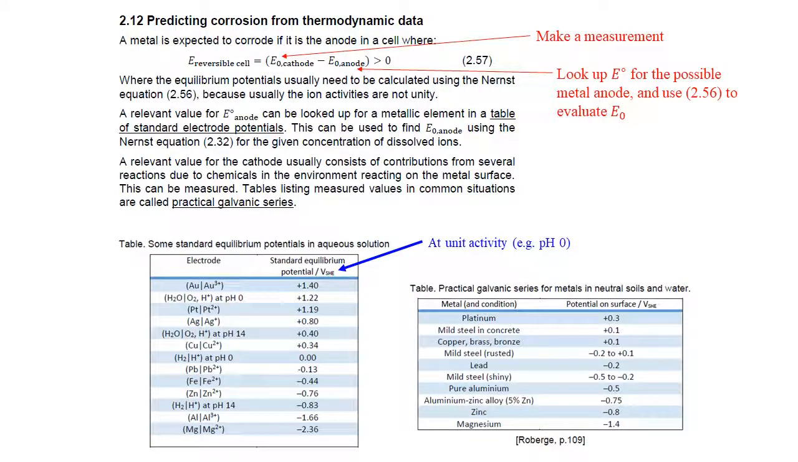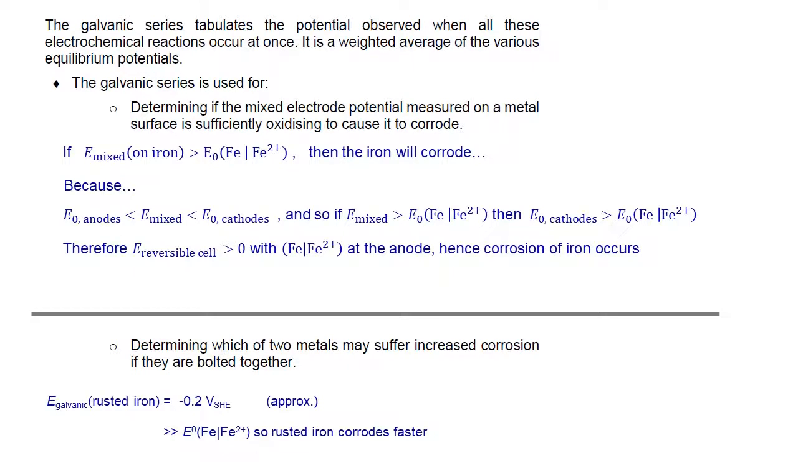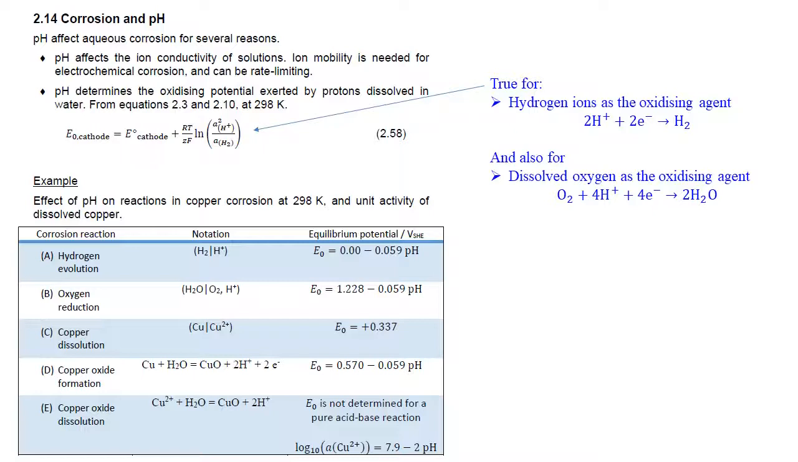It's why once a bit of rust appears, it provides a really good catalyst for the promotion of further corrosion. And so it's often important to clean away rust when it appears. We'll come back to that in the future during the chapter on corrosion protection. Page 21, section 2.14, talks about corrosion and pH.